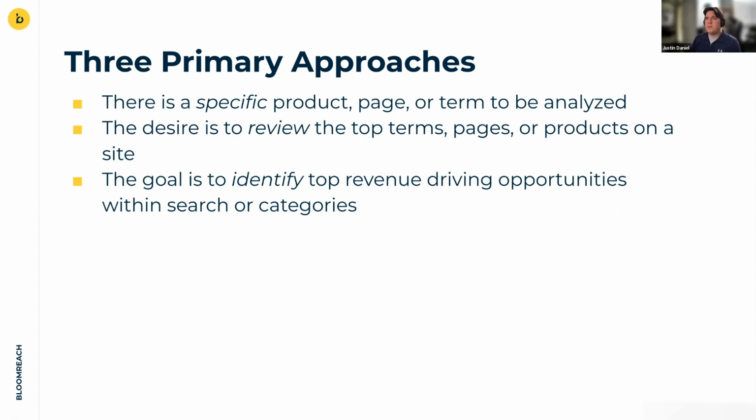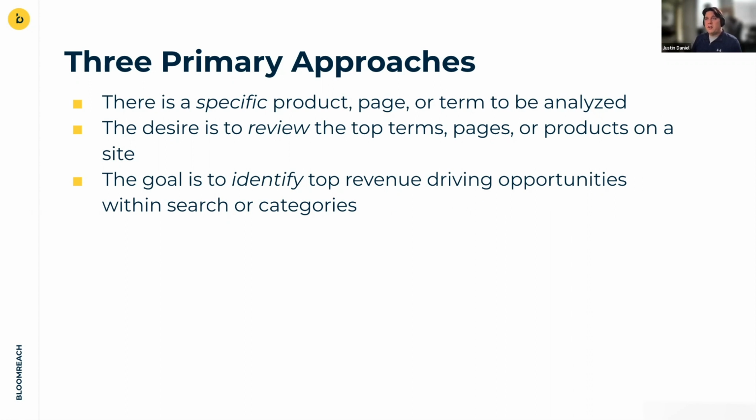There is a specific product, page, or term that I want to analyze. We launched this product. How is it doing? Is it getting traffic? What's happening with it? There's a particular search term that we've seen an increase in volume. Let me understand what's going on with that particular term. And we'll talk more about these as we get in here.